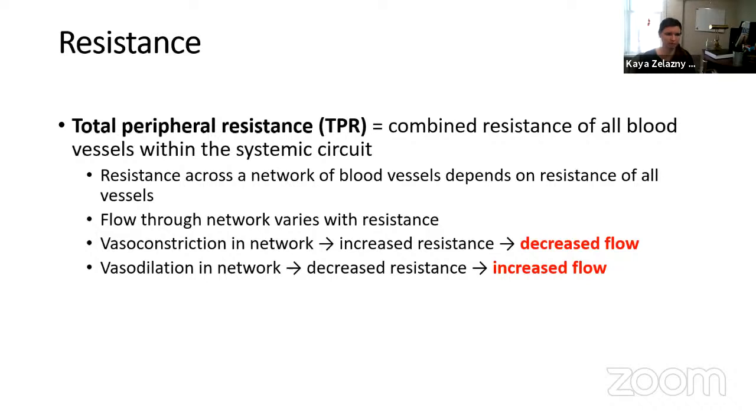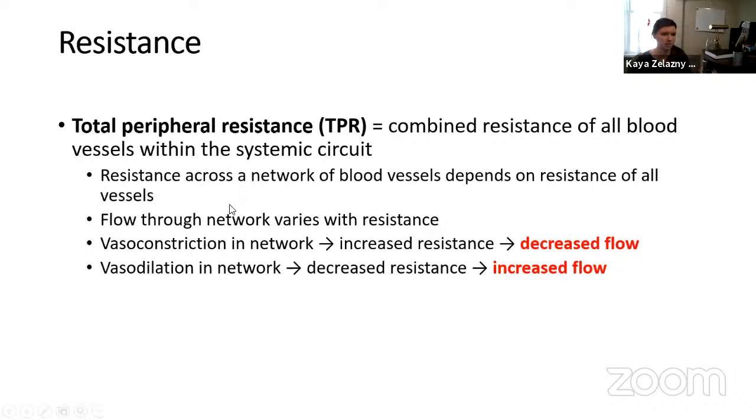So our total peripheral resistance is a number that tells us the combined resistance of all the blood vessels in our systemic circuit. The resistance across a network of blood vessels, so all those branching blood vessels in your hand or going to your skin and the capillary beds, the resistance of that network depends on the resistance of all of the blood vessels combined. The flow through the network is going to vary based on the resistance of all those combined blood vessels in just the way we were talking about with the vasoconstriction and the vasodilation, except now we're talking about many blood vessels instead of just one.